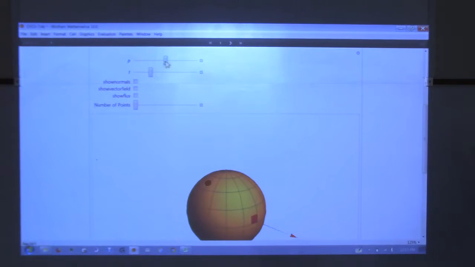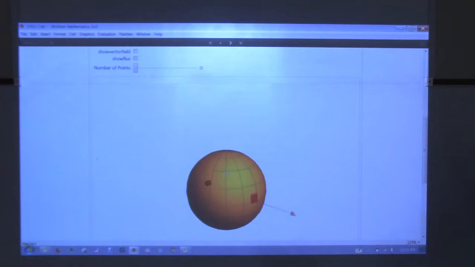Let's move down here. Come on. It's not doing what I want. Get there. The vector's very boring there. I need to move it.